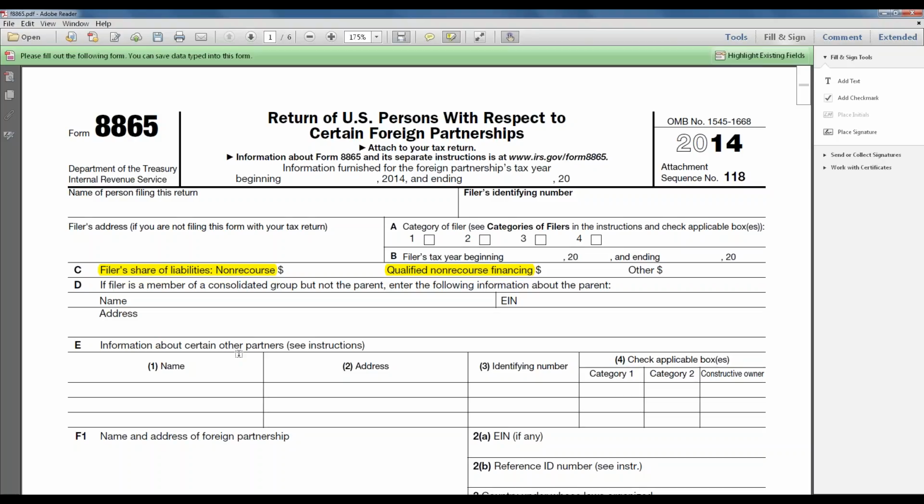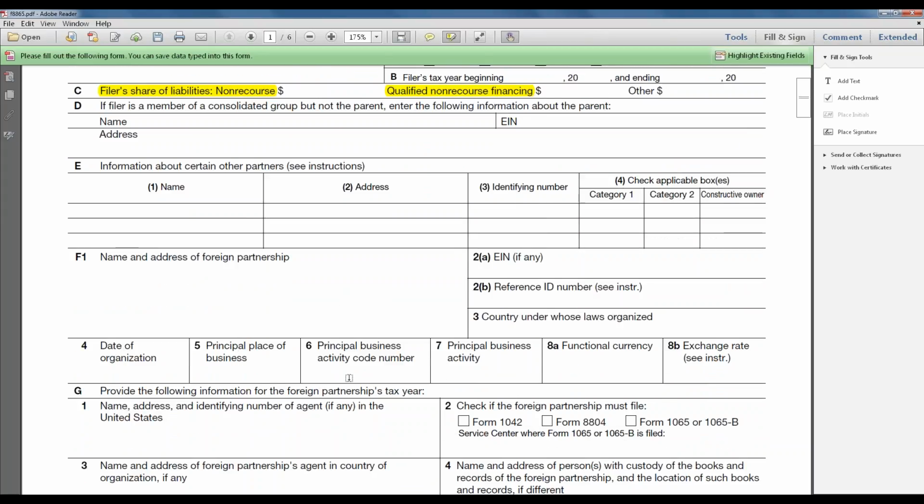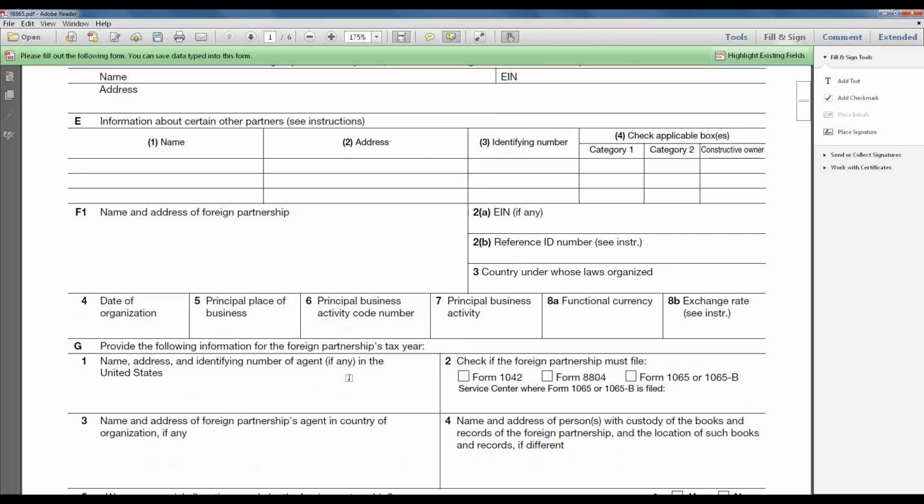Information about other partners, pretty straightforward. Organization, activity, tax year, if the partnership must file this, so you want to know that. I always like a foreign partnership or a foreign trust to file the domestic form, in this case a Form 1065. I really want this income to get into the IRS computer the way that I'm tax planning it. So if my clients can control anything, I get this form filed.